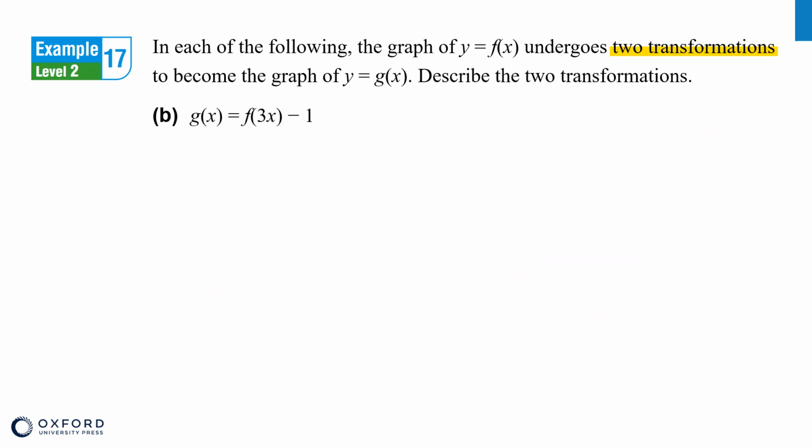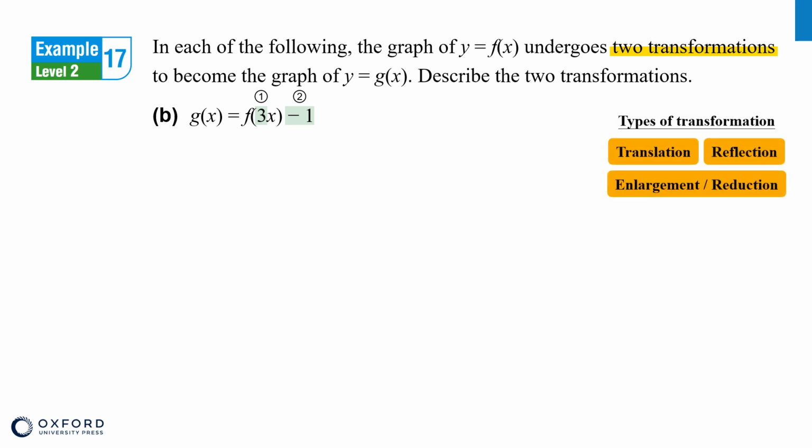Part B, g of x is equal to f of 3x minus 1. The first transformation is this 3 inside the brackets, and the second transformation is this minus 1 outside the brackets. Again, can you tell which kind of transformations they are? Translation, reflection, or enlargement or reduction? As mentioned in part A, the second transformation involves subtraction, so it's going to be a translation. How about the first transformation, f of 3 times x, a multiplication?